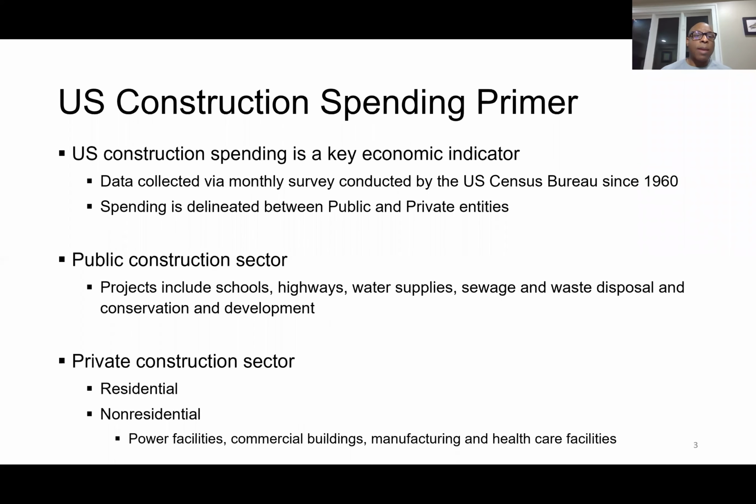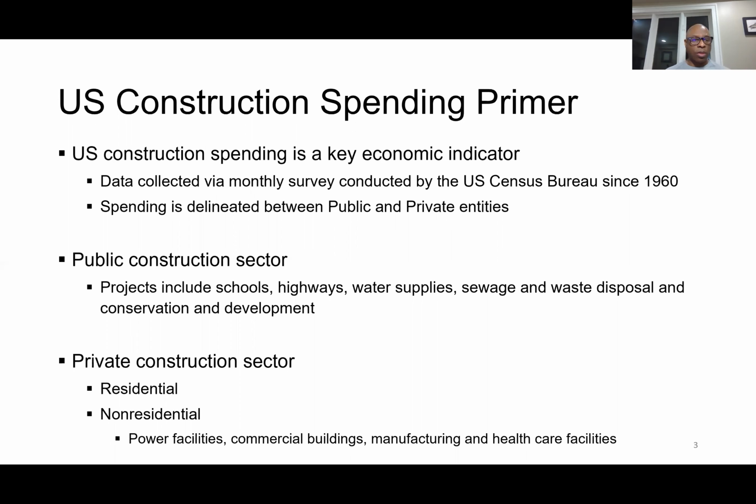So just as a primer, as I said earlier, U.S. construction spending is a key economic indicator. We make decisions based on U.S. construction spending and that forecast, and we forecast other metrics based on the U.S. construction spending actuals and forecasts. This data has been collected since 1960, and it is broken out between the public sector and the private sector.